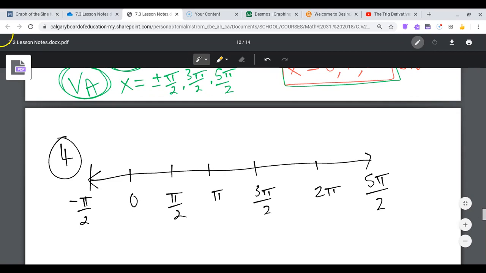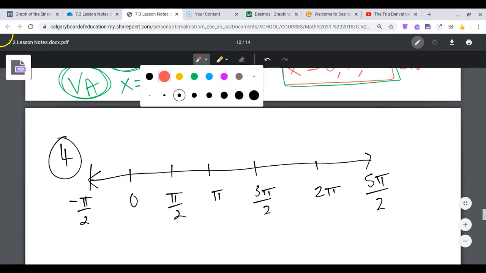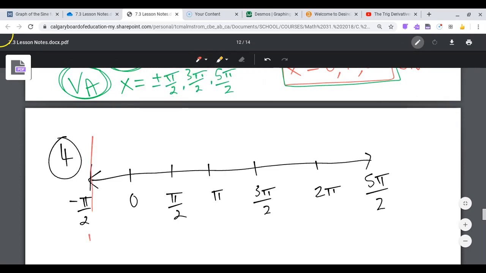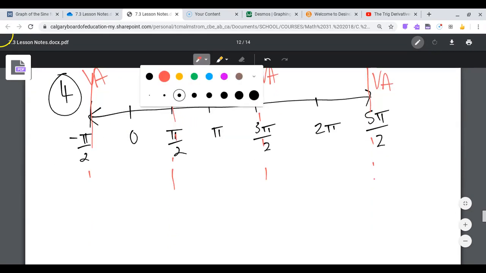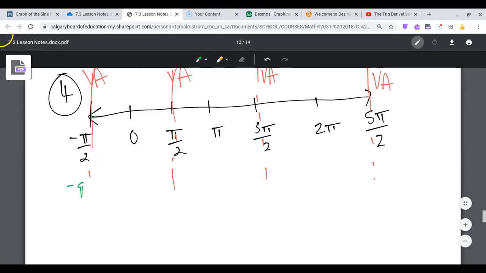Okay, so those are our numbers, and I like to put in my vertical asymptotes so that I know that this is a vertical asymptote. I know this one's a vertical, 3 pi on 2, 5 pi on 2. So those are all vertical asymptotes, just so I'm aware that those won't be points of inflection. And then again, feel free to plop those all into degrees so that maybe it's easier to decide what you want to test.